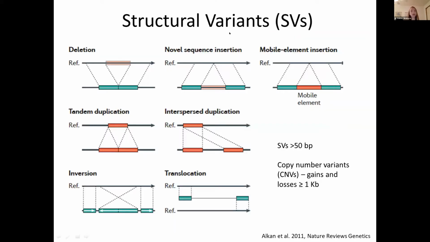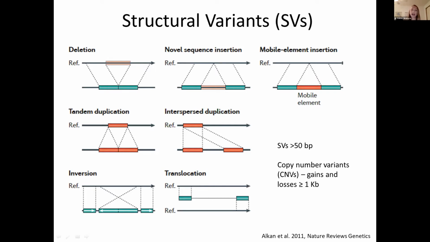So when we talk about structural variants, there are a number of classes here, but one thing to just point out is when I say structural variants, I mean things that are greater than 50 base pairs, and this distinguishes from indels that would be small deletions and duplications. So we're really talking about larger things here. That can include deletions, novel insertions, mobile element insertions, duplications of different types, inversions, and translocations.